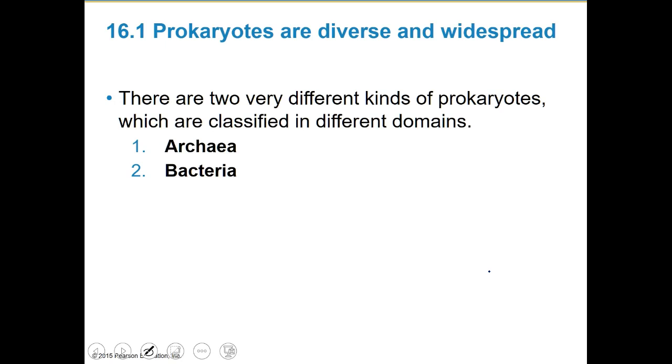So again, we've got to classify two different ways. So we have two very different types of prokaryotes, which I think we covered a little bit in the last lecture. So we get to go in a bit more detail. So we've got archaea and bacteria. Okay, those two domains. So this is before we ever even get to kingdom.